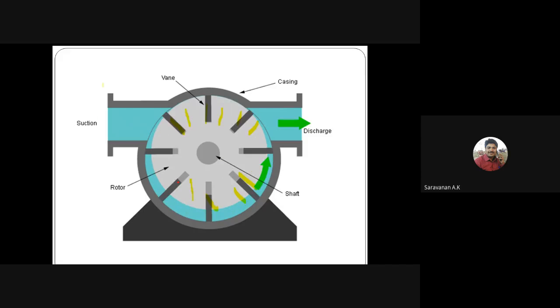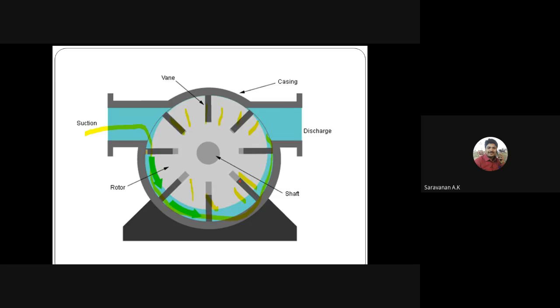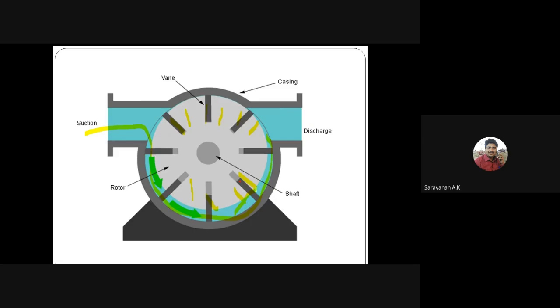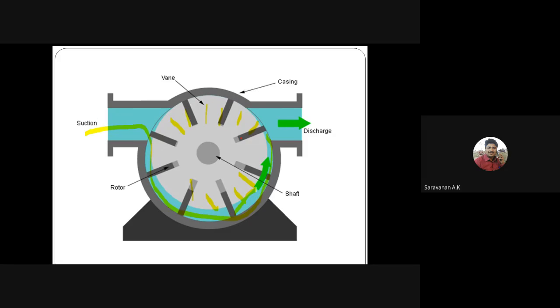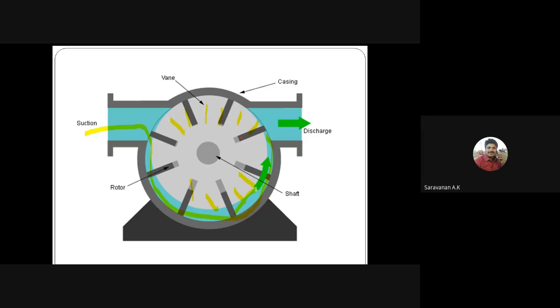So what will happen is the air will be sucked in from the atmosphere, then it will pass through a small area, right? The area goes on reducing, so its pressure will increase, and it will discharge the high pressure air to the outlet, right? So this type of compressor is called the vane type compressor.